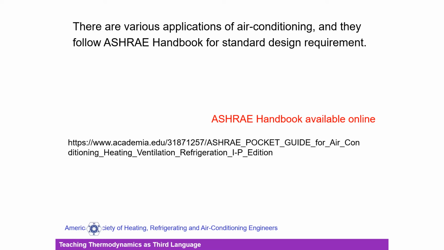Now there are various applications of air conditioning, and if you have time you can actually go and have a look at this ASHRAE handbook for standard design requirement. So ASHRAE is acronym for American Society of Heating, Refrigerating and Air Conditioning Engineers. This ASHRAE handbook is available online, so I've provided you with a link, so you can actually go and have a look at this handbook, and see what type of air conditionings they have, and what the standards are that they follow. If you intend to become a HVAC engineer once you graduate, then this is one of the most important books that you must have with you, because all your design requirements, design conditions are specified clearly in this handbook.